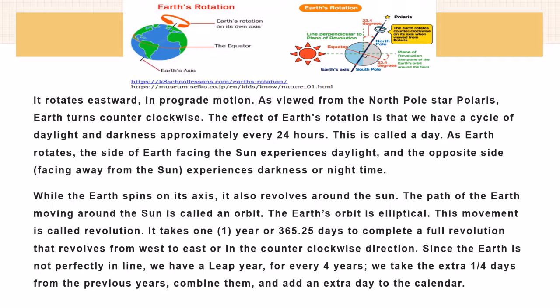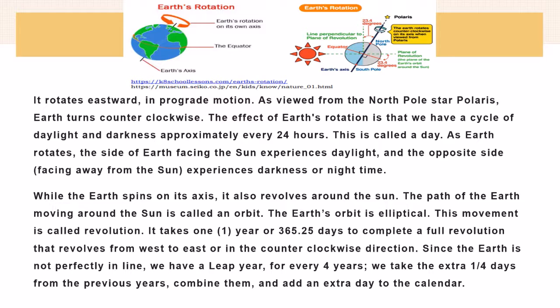It rotates eastward in prograde motion. As viewed from the North Pole star Polaris, Earth turns counterclockwise. The effect of Earth's rotation is that we have a cycle of daylight and darkness approximately every 24 hours. This is called a day. As Earth rotates, the side of Earth facing the Sun experiences daylight, and the opposite side facing away from the Sun experiences darkness or night.